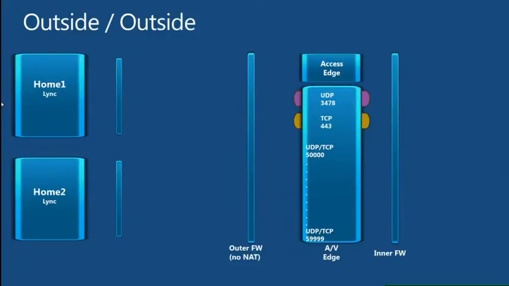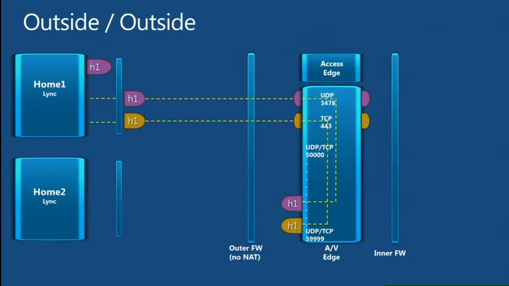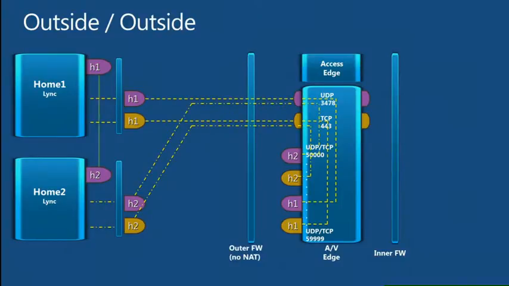Next scenario, you have 2 outside users. User 1 at home discovers its candidates, sends them to user 2. The most optimal media path would be direct to direct, because maybe they are really in the same network. Think of a hotel. Both users are connected to the hotel network. They might be able to do a peer-to-peer call.